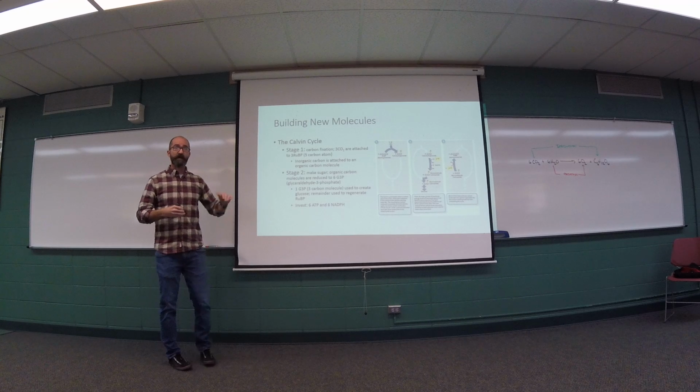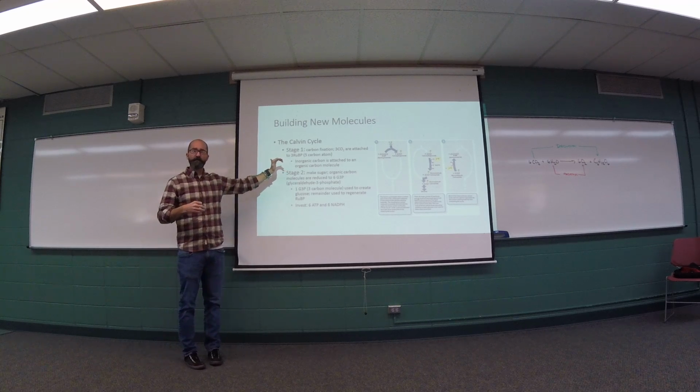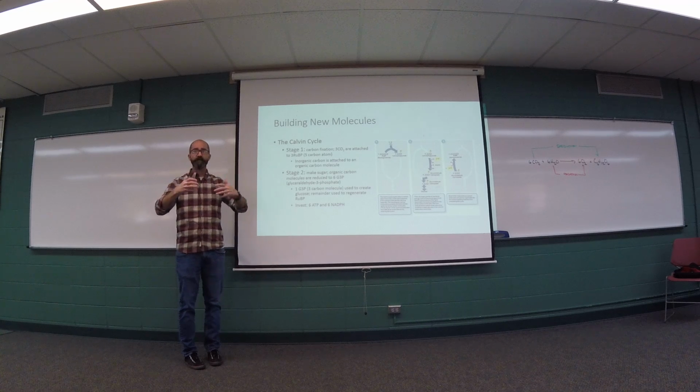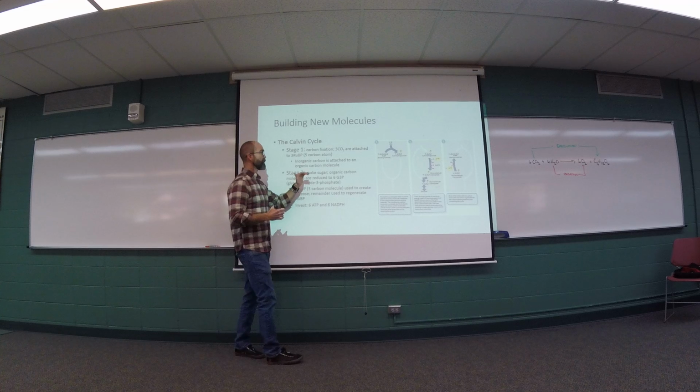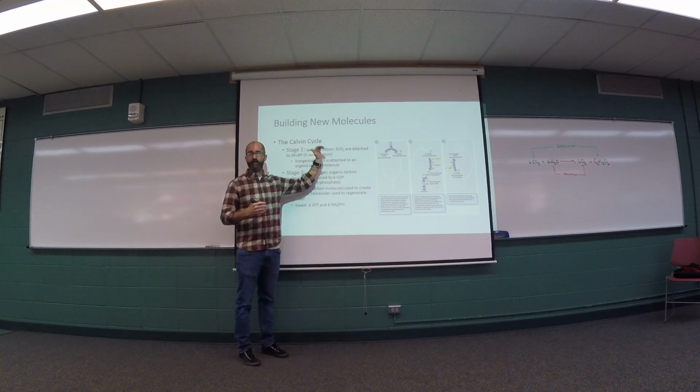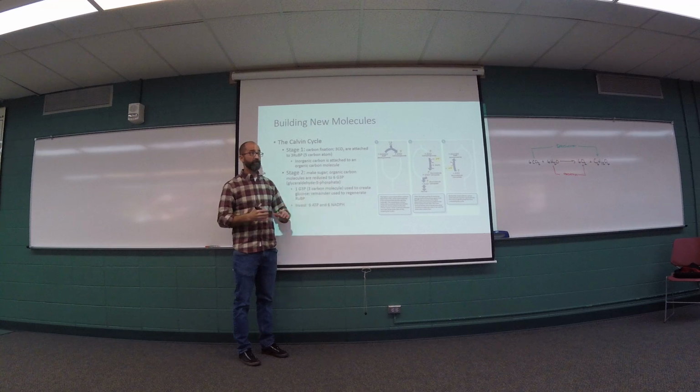Okay, and so that was the fixation phase, right? In the reduction phase, we take those molecules, split them, attach some phosphates to them, and reduce them by attaching electrons, making G3P. And we create 6 G3P molecules. So we took our 18 carbons from those 6-carbon intermediates and converted them into 6 3-carbon molecules.